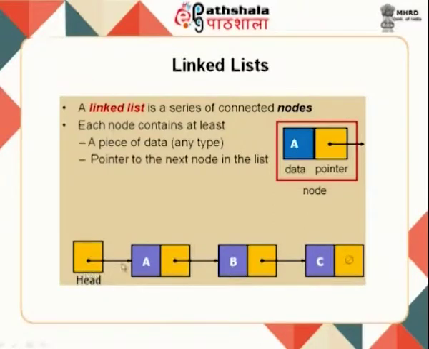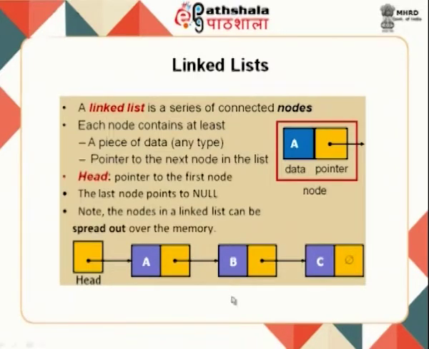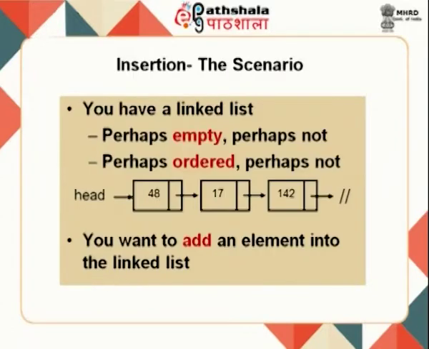There are some linked list implementations which use a header, some which do not. Here you have a header, which will have the address of the first node, this will contain the address of the second node, and so on. The last node will have a null saying that you have come to the end of the list. So, head points to the first node, the last node points to null, and note the nodes in the linked list can be spread out anywhere in memory. For example, the address of this node can be 100, this can be 700, this can be 500. I am just giving an example. So, they are not contiguous, not next to each other in memory, but logically through the pointer they are next to each other.